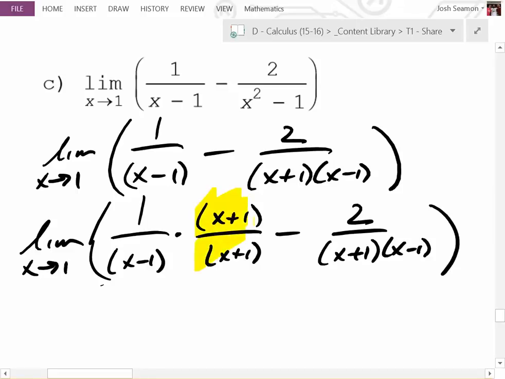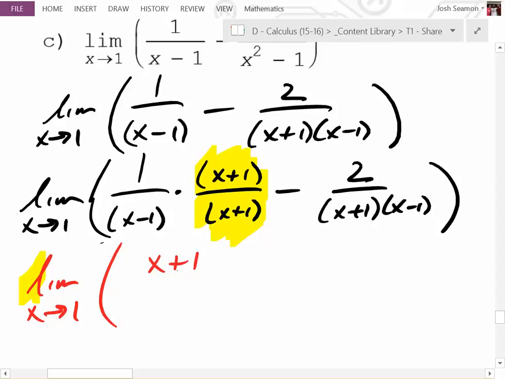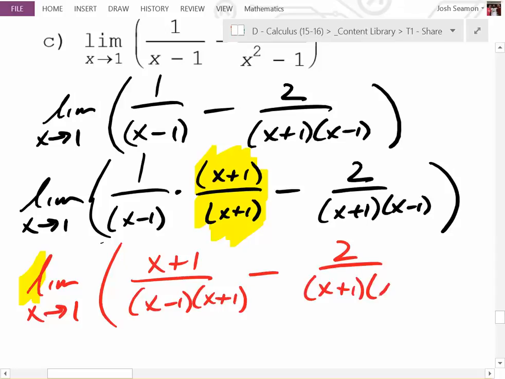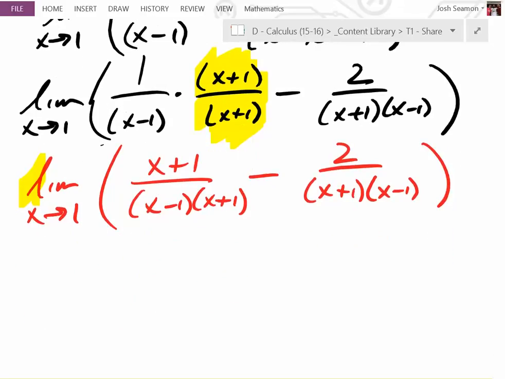Why was I allowed to do that? What is that right there? 1. That's just a fancy form of 1. You're allowed to multiply by 1. Does that make sense? Why did I do that? What am I trying to build? A common denominator. Yay! What does the first fraction become? x plus 1 over minus 1 times x plus 1, minus 2 over... oh, do we have a common denominator now? We do. So now you can just do the operation in the numerator.